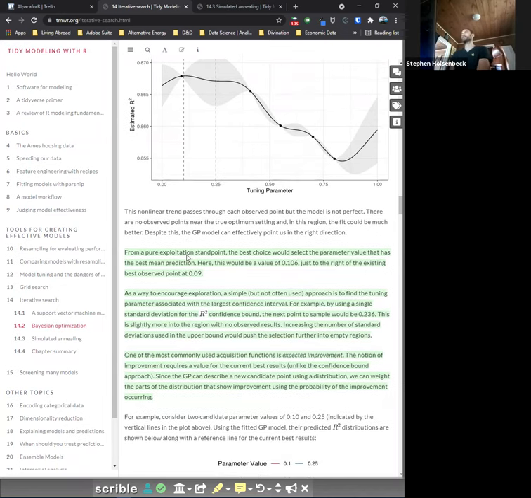As a way to encourage exploration, a simple but not often used approach is to find a tuning parameter associated with the largest confidence interval. So that would be right here. For example, by using a single standard deviation for the R squared confidence bound, the next point to sample would be 0.236, right about here. This is slightly more into the region with no observed results. Increasing the number of standard deviations used in the upper bound would push the selection further into empty regions.